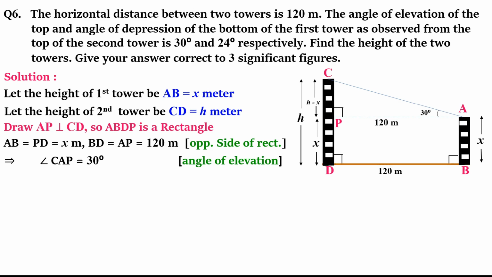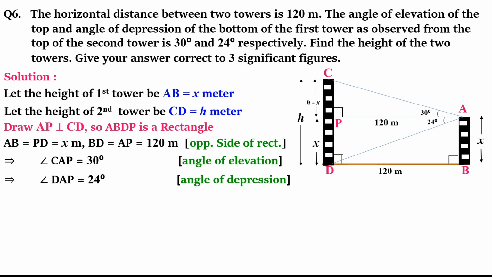So we have angle CAP as 30 degrees, and then we have the angle of depression again from point A, but now looking at the bottom of that tower CD. So the line of sight is AD and the angle formed between AP and AD, which is angle DAP, is 24 degrees. All these things are given in the question. Now we have to find the height of both the towers. That means I should find the value of x. x is the height of the tower AB, and I have to find the height of the second tower CD, which is h. So I have understood my motto.